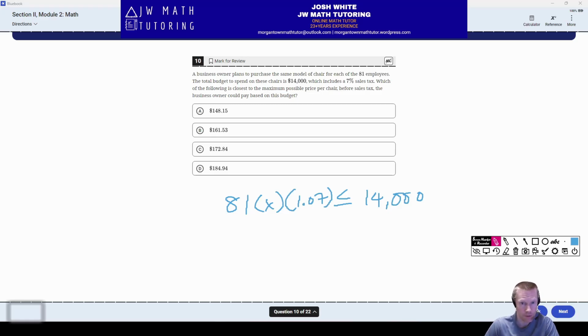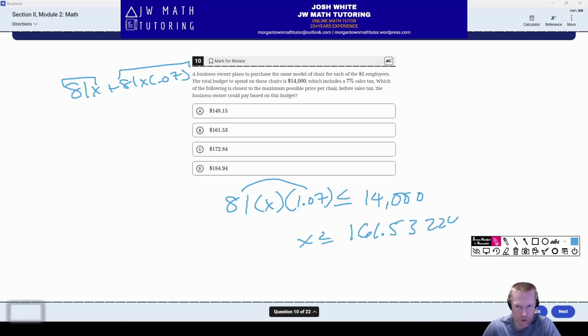You just take 1 and you add the 7%, or the 0.07, to it, and that's the shorthand way of doing it. Rather than technically doing 81 times x plus 81 times x times 0.07, where this is the share price before tax and this is the amount of the sales tax, you can just combine them together and just make it times 1.07. So now if you multiply these together and then divide, you should get x is less than or equal to 161.532248.